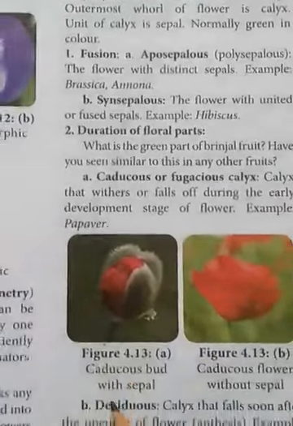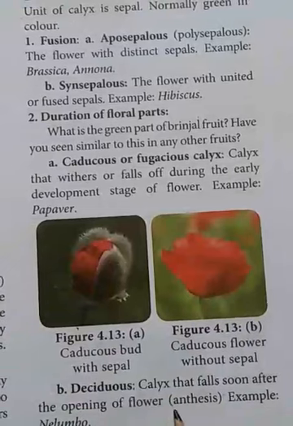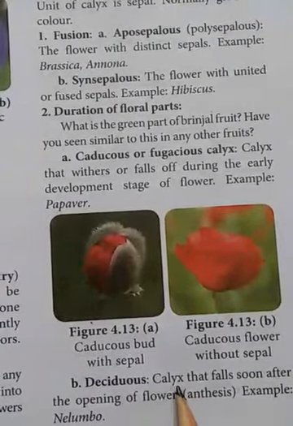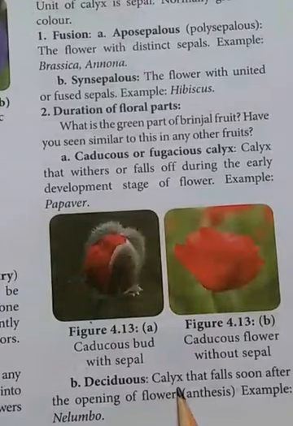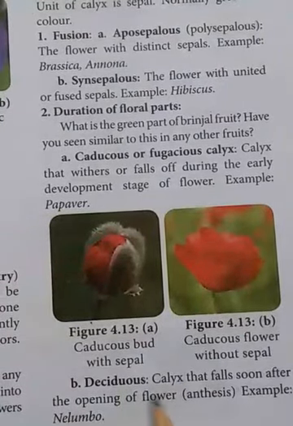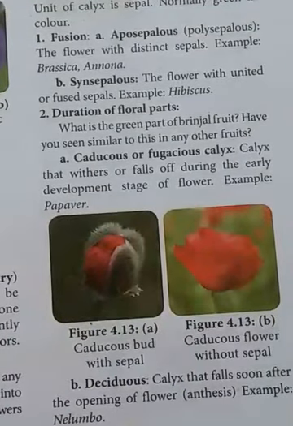Next one is the deciduous. Calyx that falls soon after the opening of the flower, that is called the deciduous type. So here the calyx remains till the opening of the flower. Once the flower is open, the calyx will shed down. Then it is called the deciduous type. Example here it is the nelumbo.